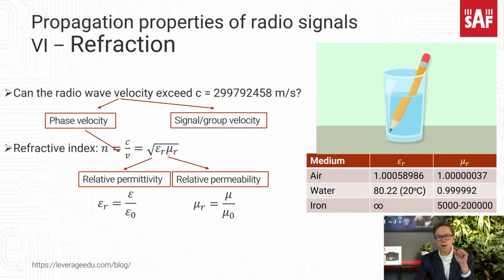That means they are really similar to the case of the vacuum. And for water, you can see permittivity is about 80 at 20 degrees Celsius, and permeability is a bit lower than 1. And for iron, we can say that permittivity is very large, infinite, let's say, and permeability is also very large, but not infinite.